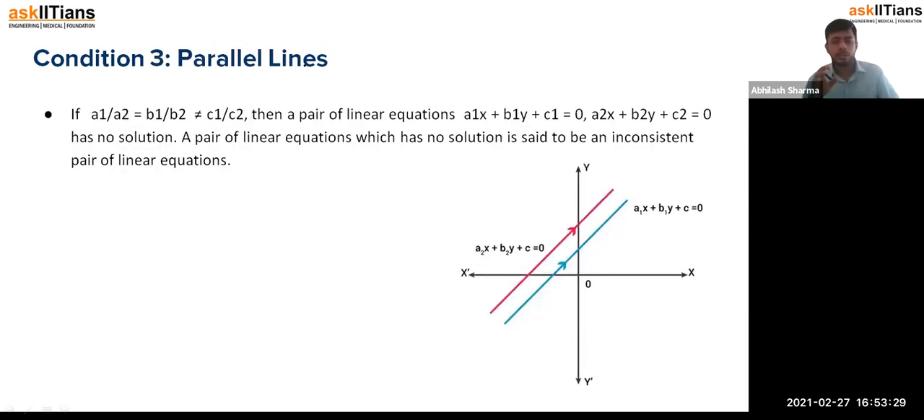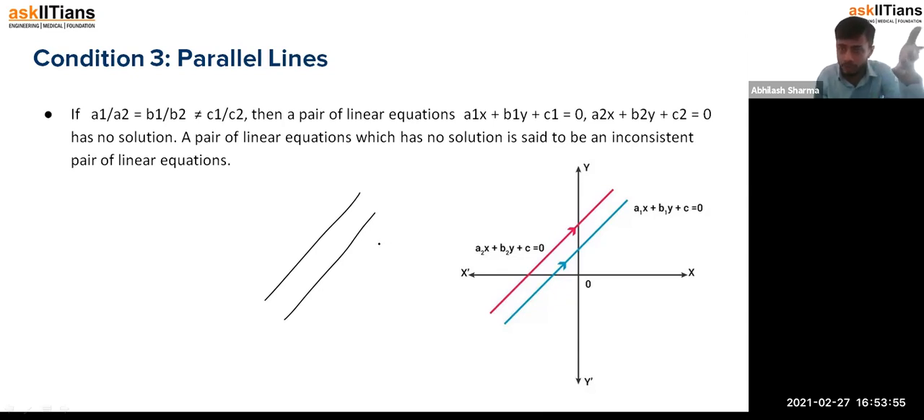Now let us talk about the case of parallel lines. In case of parallel lines, please understand carefully. If the lines happen to be parallel, then clearly they will never meet each other. And if they are never meeting, then there is no point which satisfies both of them. Because if there were a point which satisfied both, it would have to lie on both the lines, which means at that point the lines should have intersected. But we know for a fact that parallel lines never intersect, so it cannot have a solution.